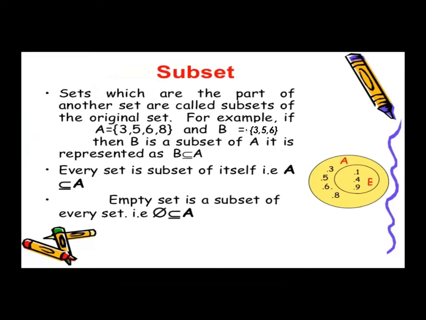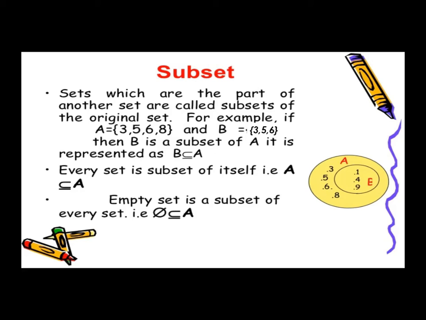Now, moving on to the next one, subset. Subsets: sets which are a part of another set are called subsets of the original set. It means that whenever we talk about a subset, we have a universal set. The set which is denoted with U is called the universal set. From the universal set, we form a number of subsets.